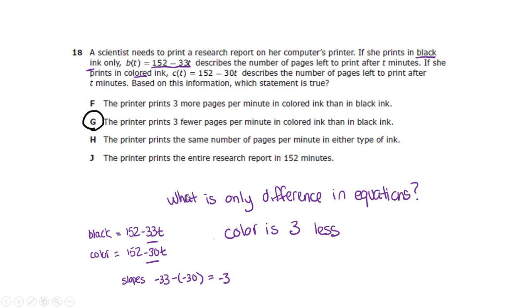So that means that the black, or the printer that was black, is printing faster than the printer that is color. And the way that can read is G. The printer prints 3 fewer pages per minute in colored ink than black ink.